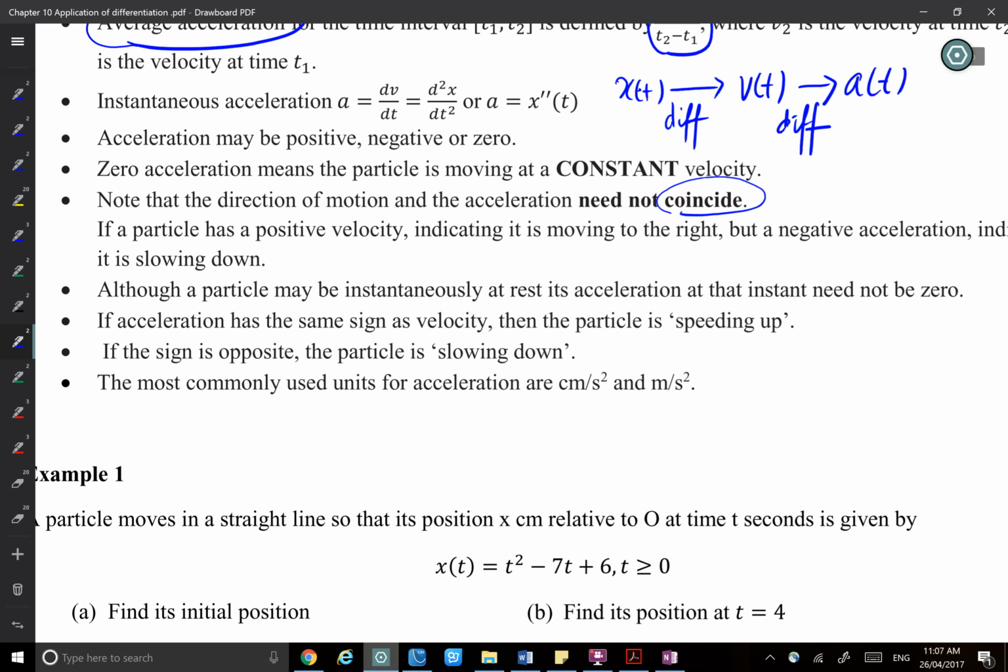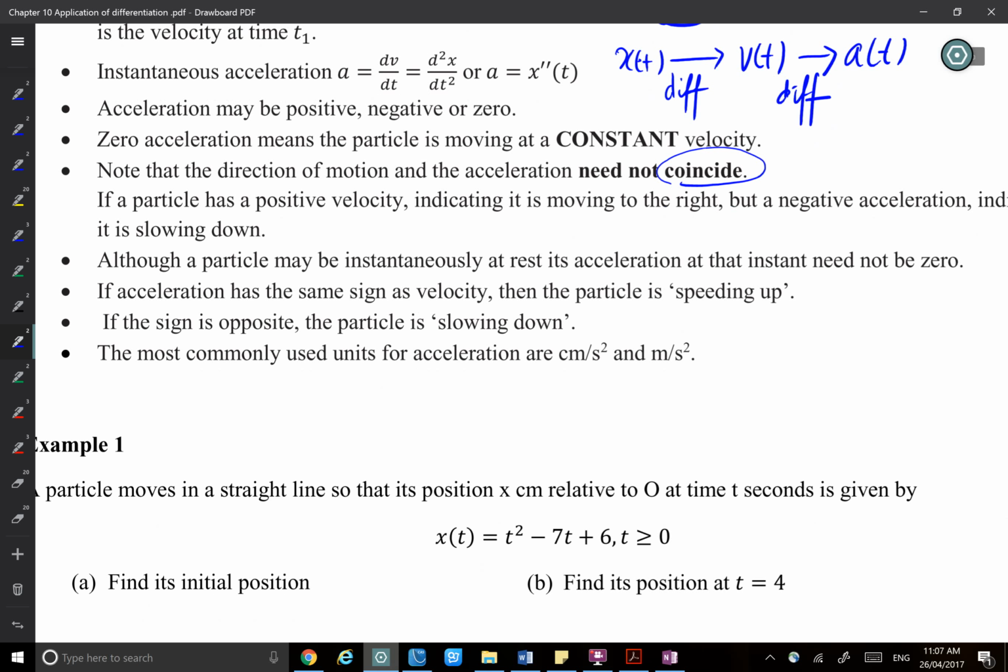Therefore, your particle will slow down. But if I have a positive direction of velocity and a positive direction of acceleration, that means your particle is speeding up. You just see whether the direction of your acceleration and the direction of your velocity are the same or not. If it's the same direction, then the particle is speeding up. If it's a different direction, then your particle is slowing down. Okay, so that's for acceleration.